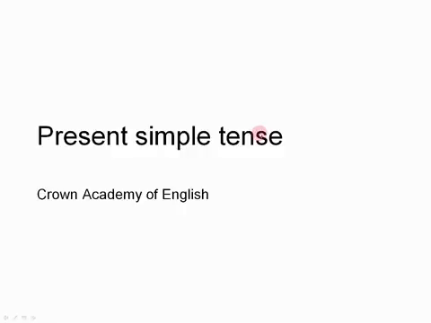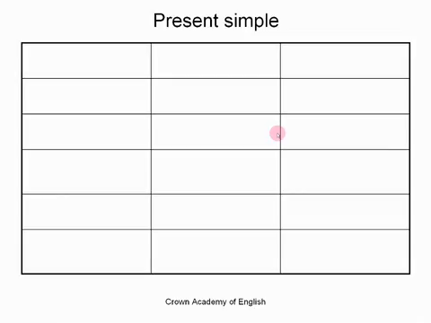Today we're going to be doing a lesson on the present simple tense. Let's start the lesson. So let's start by looking at the three different forms of the present simple tense. We're going to have a look at the affirmative, the negative and the question form. So let's start with the affirmative.